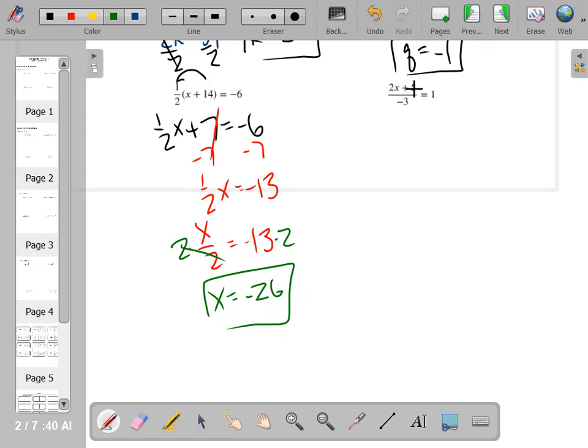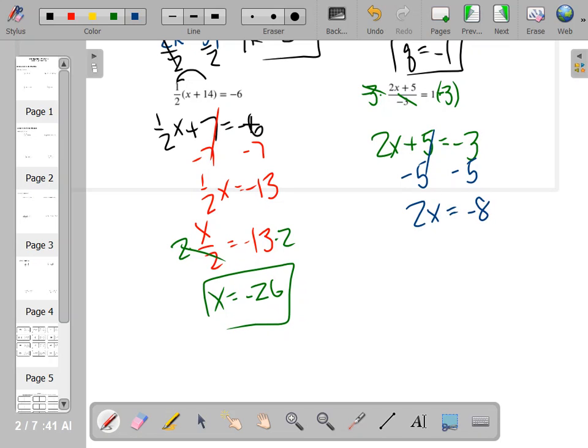Similar problem here, but I have a quantity in the numerator, so I'm still going to multiply both sides by -3. I'll put that in parentheses, trying to undo division, so those cancel out, and now you have 2x plus 5 equals 1 times -3 is -3. Two-step equation, subtract 5, 2x equals -8. So when you divide both sides by 2, you get x equals -4. Those are multi-step equations, pretty straightforward.